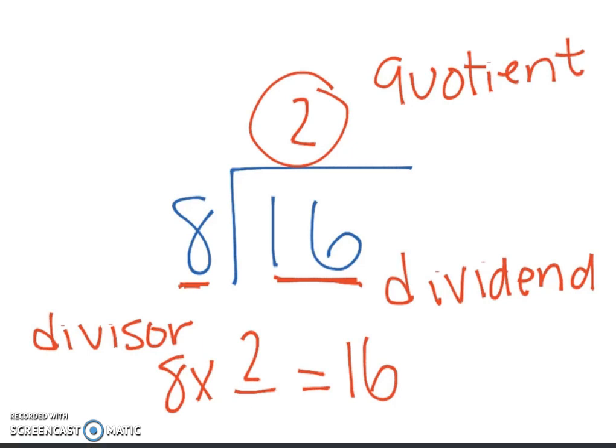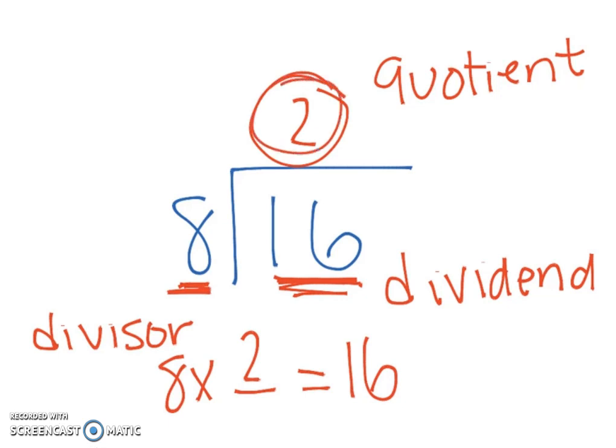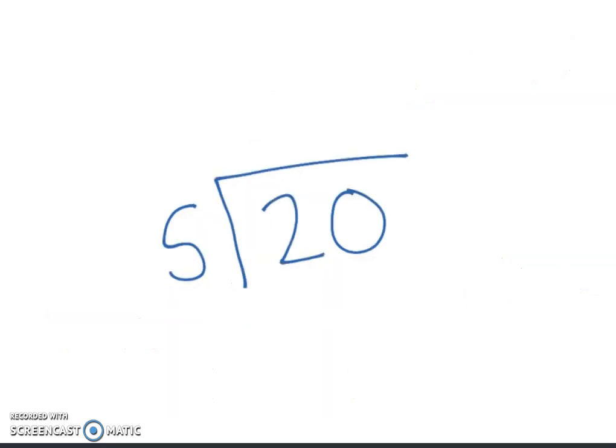So reviewing this problem, we know that 16 is our dividend, and that's the number that's going to be divided. We know that 8 is our divisor, and that's the number that's going to do the dividing. And we know that the 2 is the quotient because that is the answer that we got. Let's take a look at another problem.